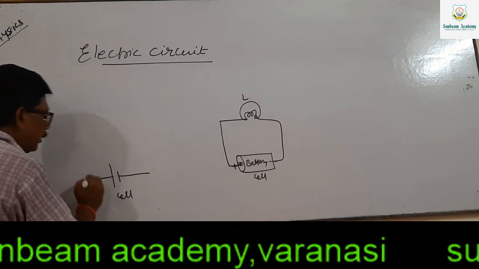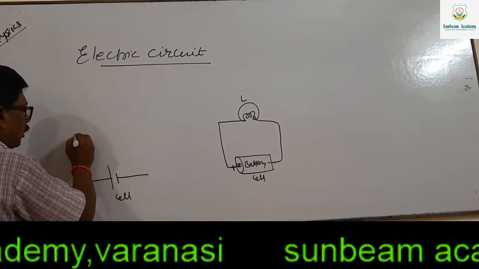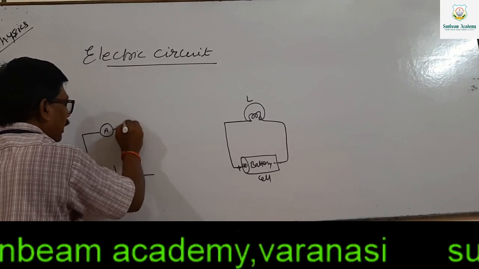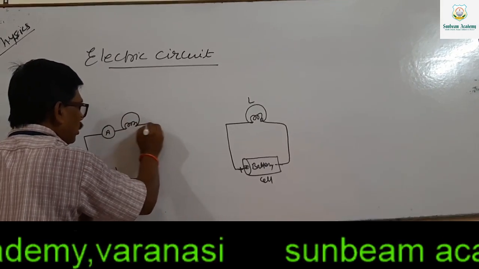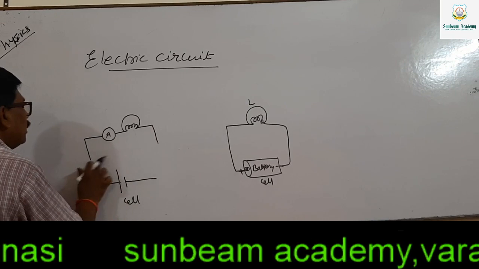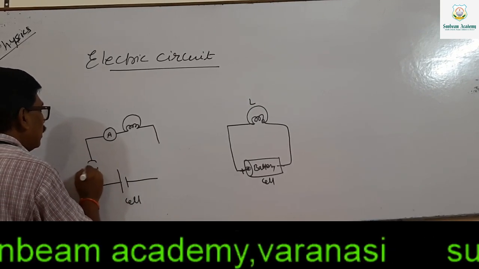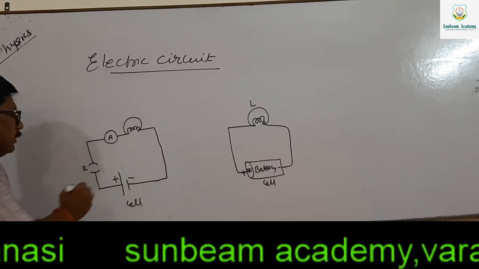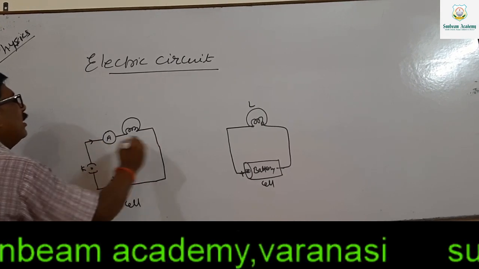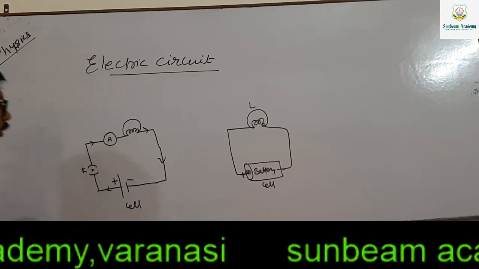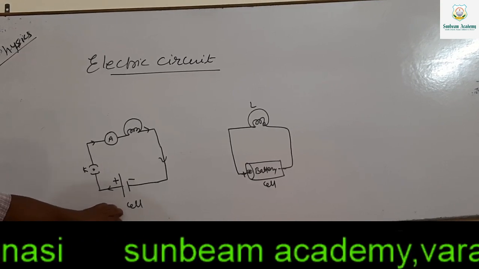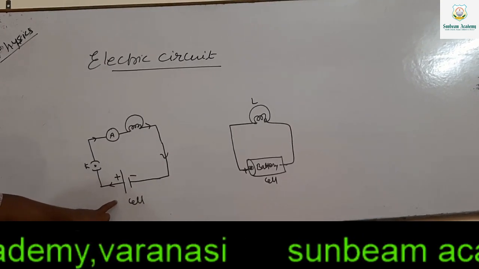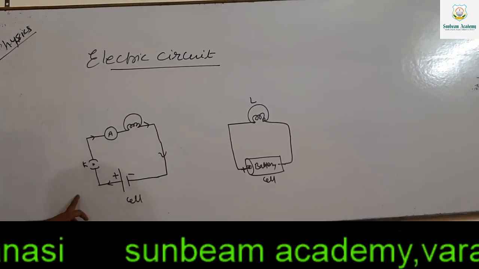This is the cell, an ammeter for measuring the current, and this is the load, and here you can take the key. This is a closed conducting path where the source of electrical energy is the electric cell and a load is connected here which utilizes this electric energy. This is called an electric circuit.